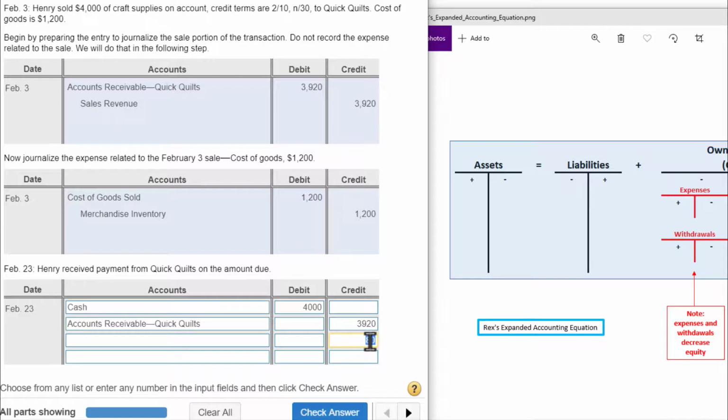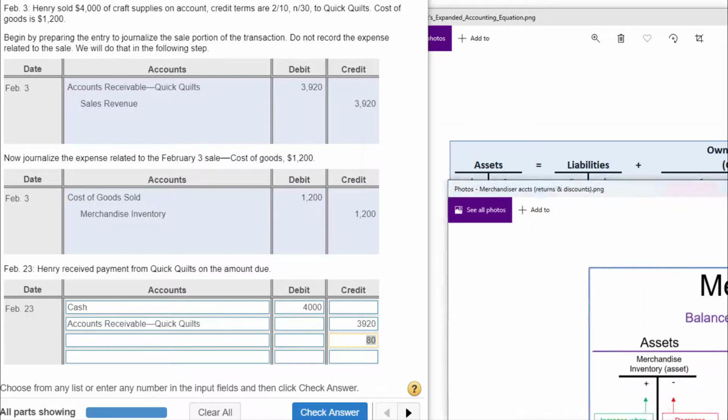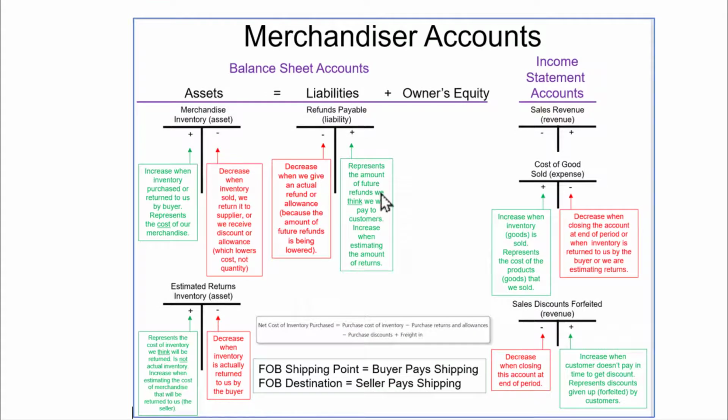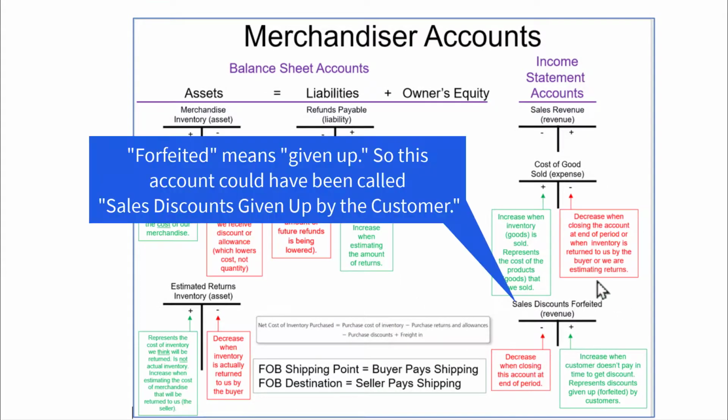So really this $80 represents that 2% discount. And in this case, they gave up the discount. So what account do we use when a customer gives up a discount? We use the account called Sales Discounts Forfeited. Forfeited means give up. Like if you forfeit a basketball game, that means you give up and the other team wins automatically. So this could be called Sales Discounts Given Up.